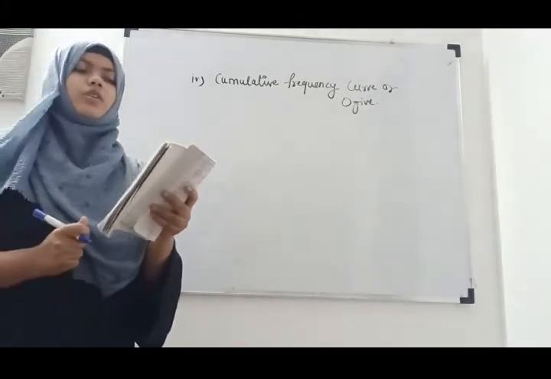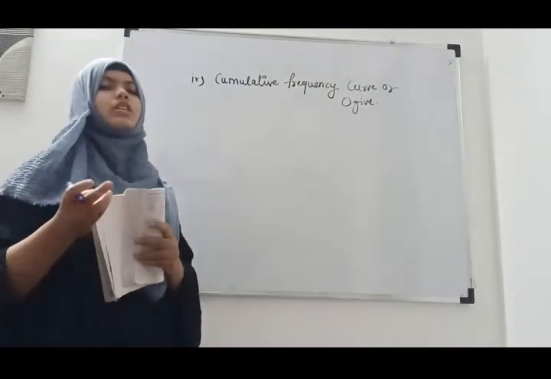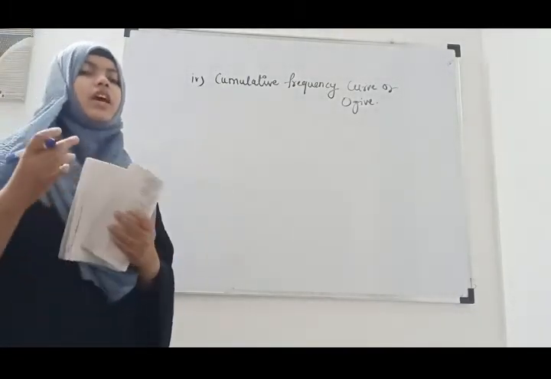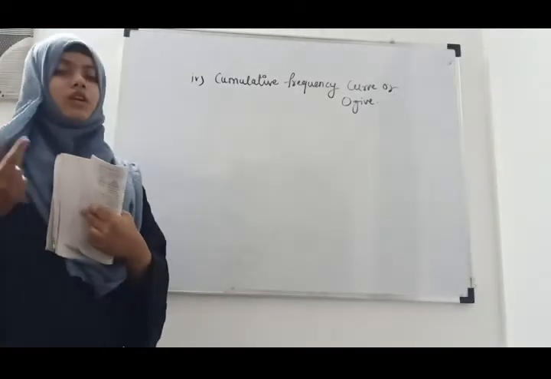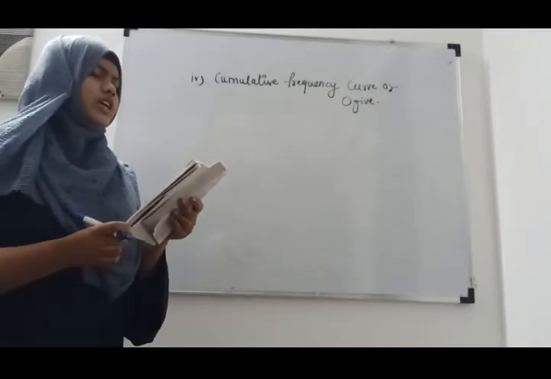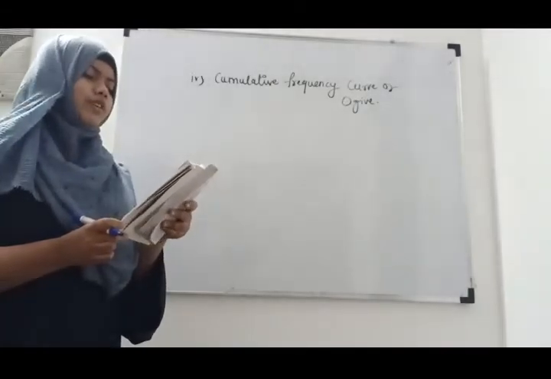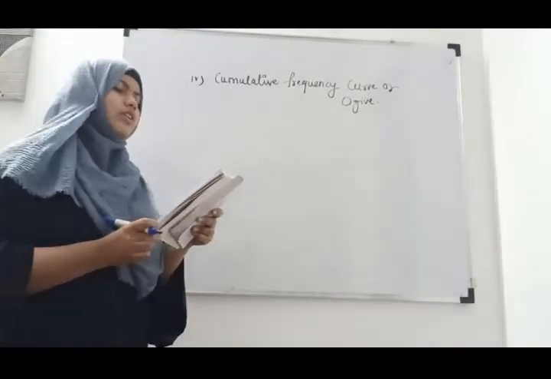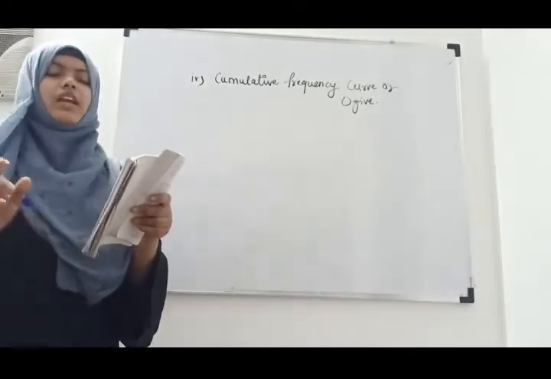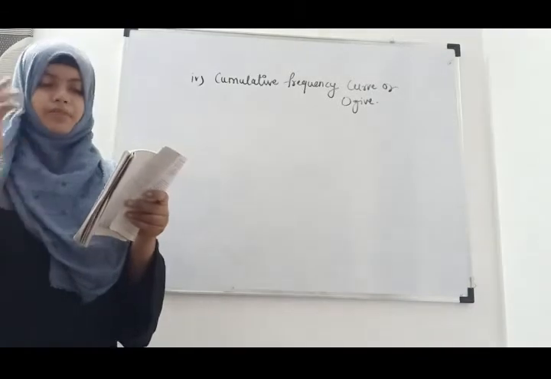There are two types of cumulative frequency, right? The first one is the less than cumulative frequency and the other is the more than cumulative frequency. Hence, there will be two types of cumulative frequency curves. The first one is the less than type cumulative frequency curve, and then the other is the more than cumulative frequency curve. Okay, now we will see one by one.